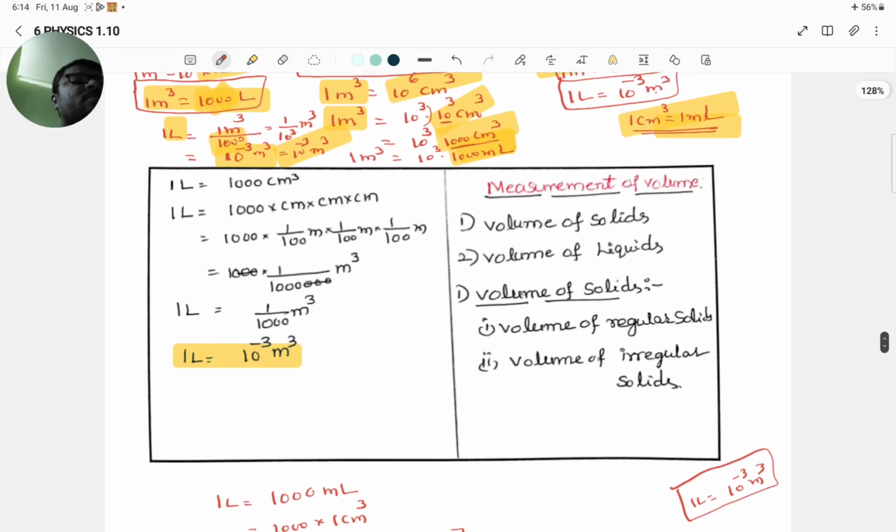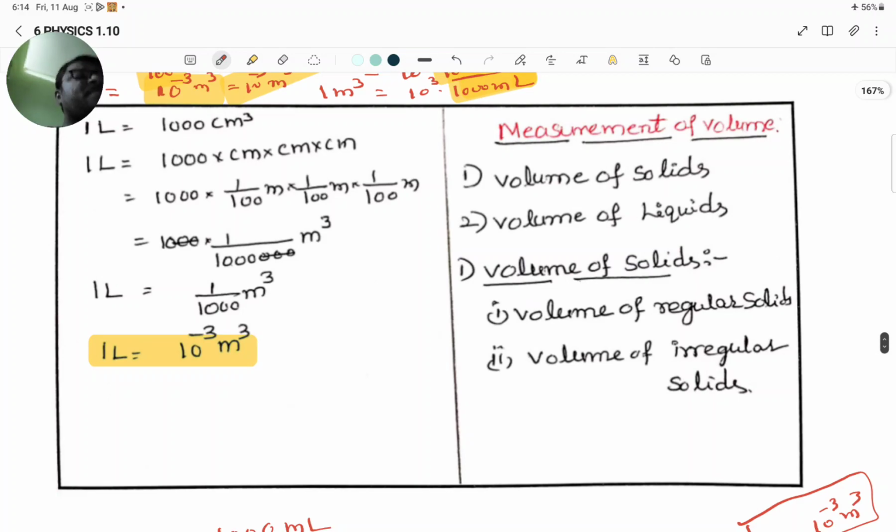Next one: measurement of volume. How to measure the volume? Two cases are there: volume of solids and volume of liquids. Volume of solids again has two types: how to find the volume of regular solids and how to find the volume of irregular solids. Regular solids, irregular solids and volume of liquids we will discuss in the next video.